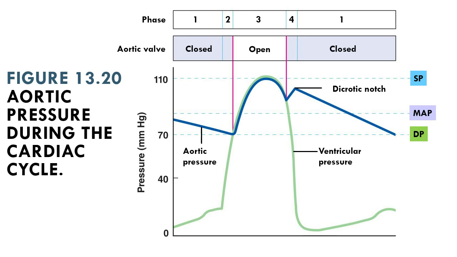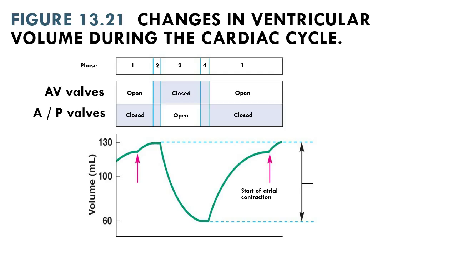We can now turn our attention to figure 13.21, looking at the volumes in the ventricles. We just kind of covered this as well. If the ventricle is filling up and relaxing, which valves are open? AV valves are open, but the aortic or the pulmonary valves, the semilunar valves, are closed. Eventually, we're going to have to overcome that afterload and open up the semilunar valves. That pressure changes, then it closes the AV. It's like a gated system.